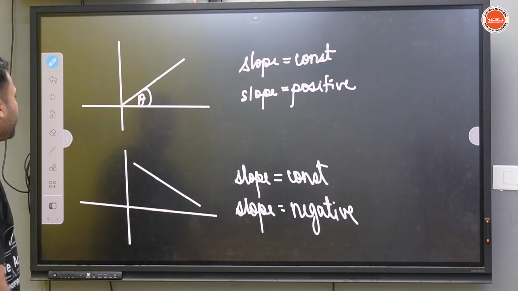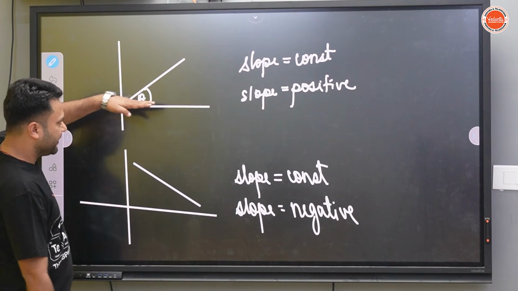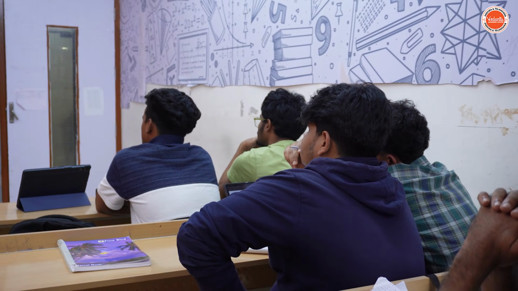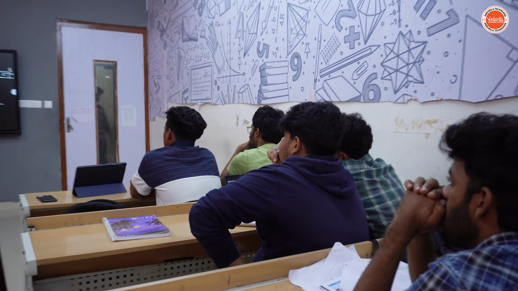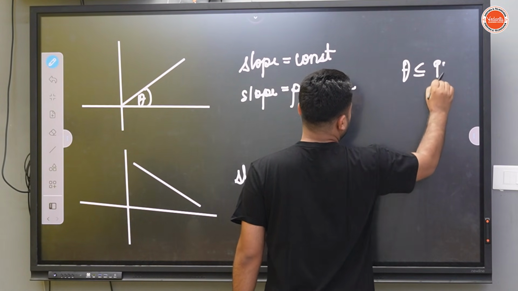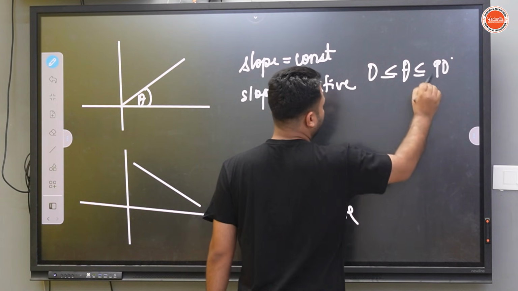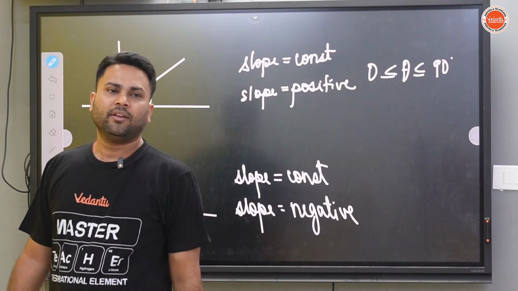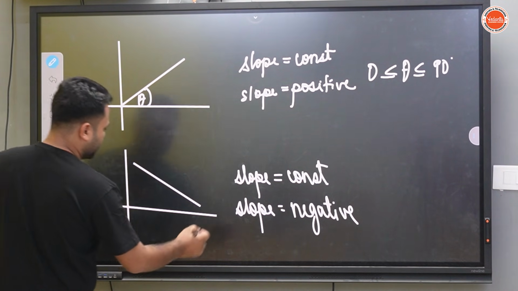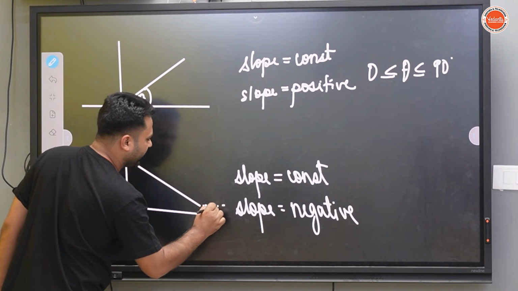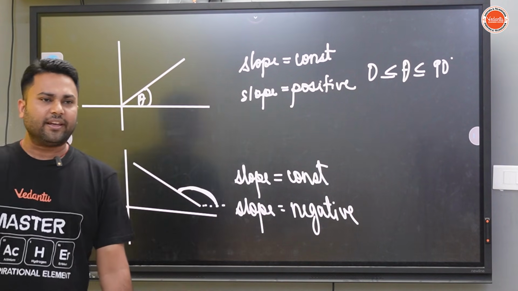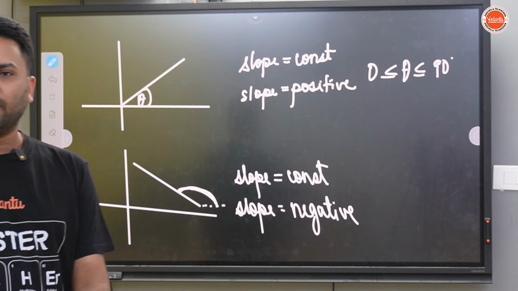See, from the x axis, this is the positive x axis, you measure, and if theta is between 0 to 90 degree, slope will be positive. Okay, so slope will be positive. But if theta is between 90 to 180 degree, like this is the positive x axis, if I measure this angle, this is more than 90 degree. If it is between 90 to 180, then slope will be negative.